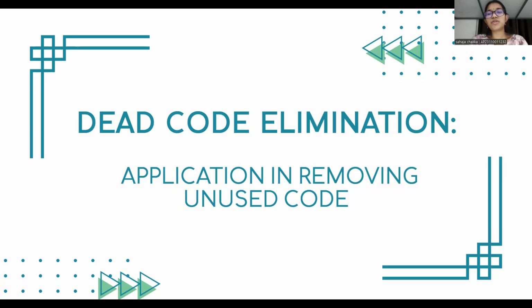Today I am going to present my topic on dead code elimination, application in removing unused code. Dead code elimination is a very important optimization technique in compiler design. It helps in improving performance by removing unnecessary instructions. In modern software development, efficiency is very important because programs need to run faster and use less memory. In this presentation, I will explain the concept, examples, types, working, and applications of dead code elimination.